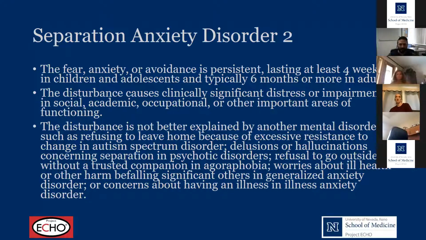Typically, we don't diagnose until symptoms have been there for at least 4 weeks in children and adolescents. Typically for adults who develop this, 6 months. It's causing some level of clinically significant distress or impairment, socially, academically, within the family, and it's not better accounted for by some other mental health disorder.